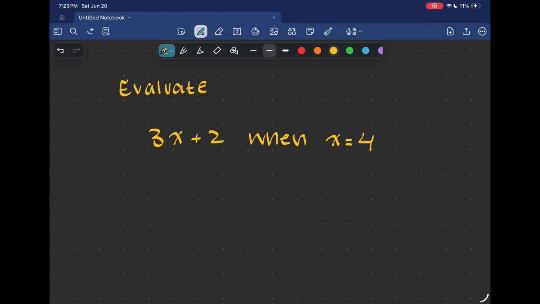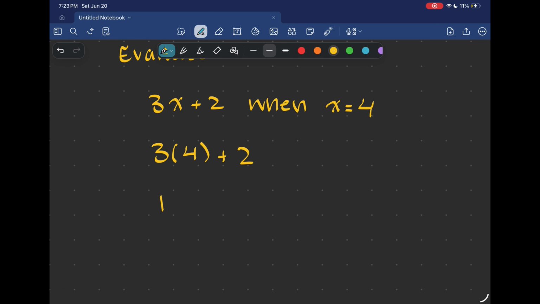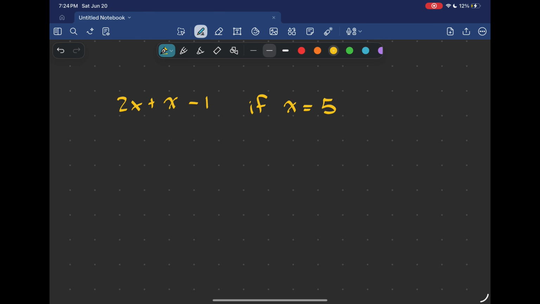Whenever you see the words "when x equals" or "if x equals," your first job is to replace every x with that number. I like putting the number in parentheses, so it's easy to know what has been changed. We can now solve this expression. So the value of this expression is 14.